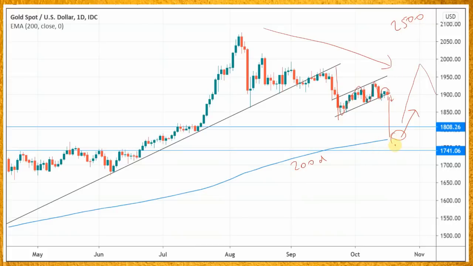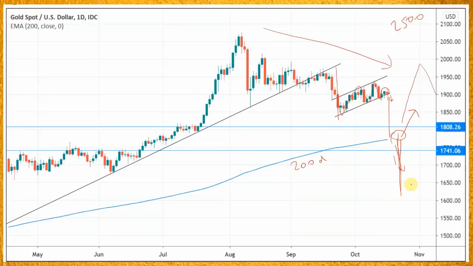If we break down below here, there's a couple of possibilities. One is that it will be very short-lived, so you'll get a kind of big spike, but price will just bounce straight back up and then carry on. If price does go through this zone, and quite strongly so, and stays below this zone, then I would be a little bit more worried, but I still wouldn't be bearish.